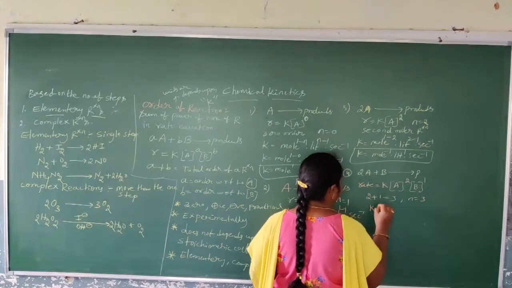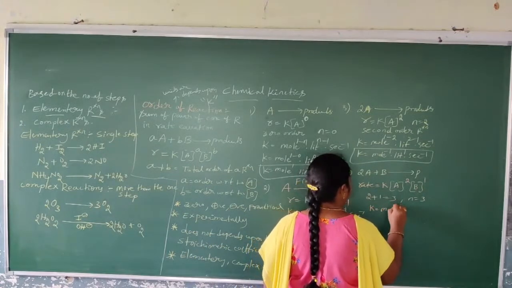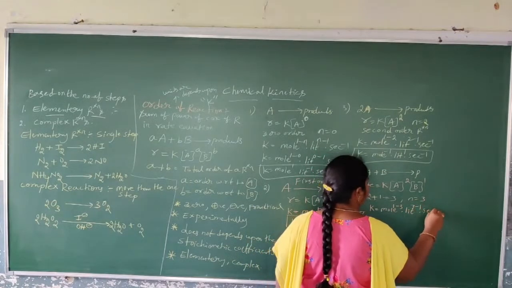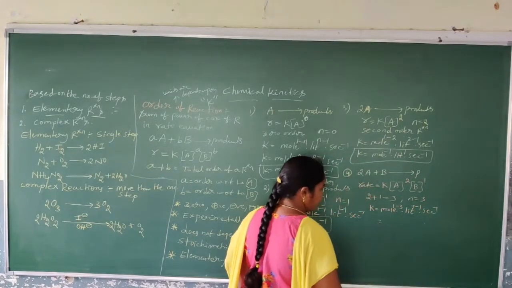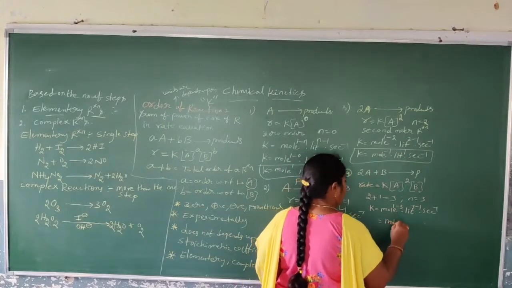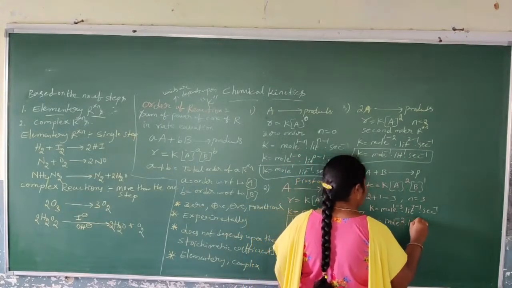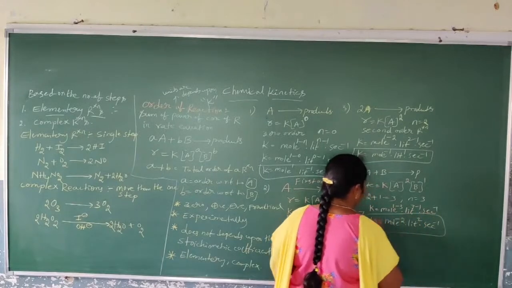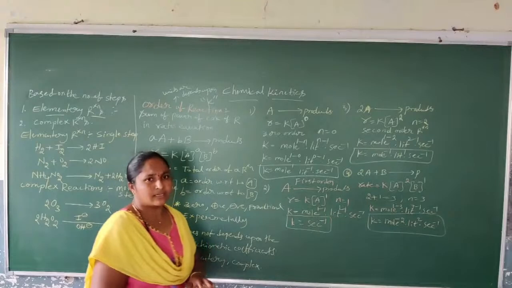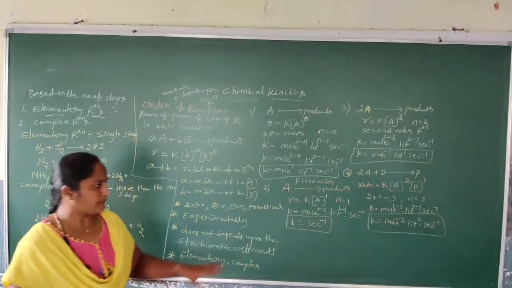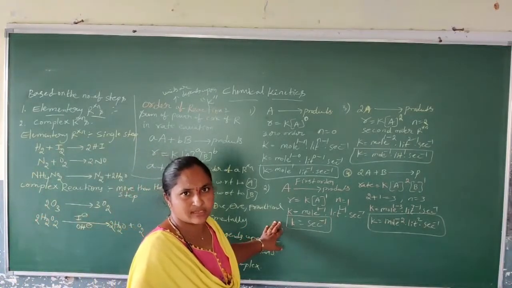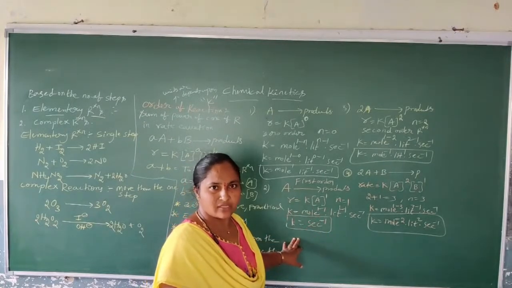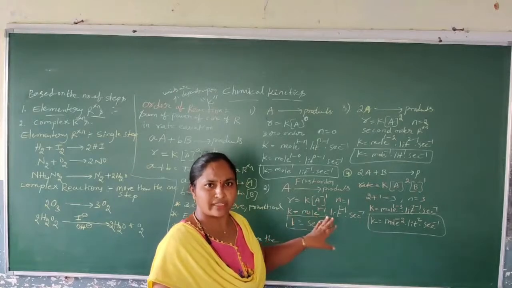What is the unit for the third order reaction? Mole to the power of 1 minus 3 into liter to the power of 3 minus 1 into second inverse. After solving this, we get mole to the power of minus 2 into liter to the power of 2 into second inverse. That is the unit for the third order reaction. In your examinations, they give the rate constant units. By seeing the rate constant units also, we can say which type of reaction it is.